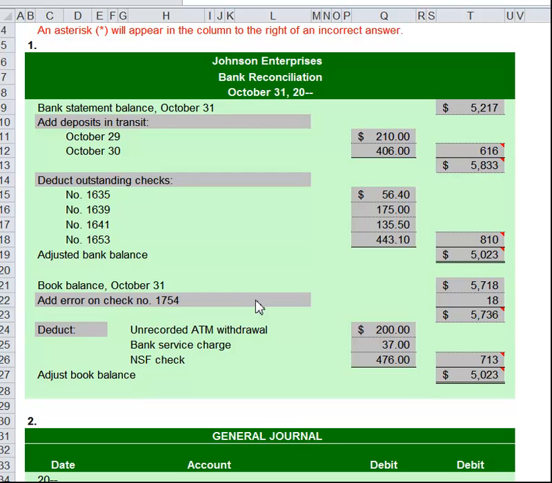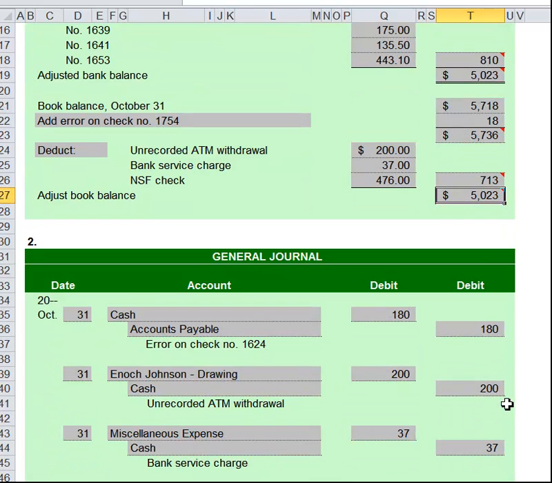So then we adjust our checkbook items. We have an error on check number 1754. The checkbook shows it was written for $75, so we subtracted $75 out originally, but the bank only took $57 out of our account, so we need to add that $18 difference back in. Then we subtract out our $200 ATM withdrawal, subtract out the service charge the bank charged us, and subtract out that returned deposit item that a customer gave us. That was bad. So we add and subtract all this out, and then we end up matching, 5,023 and 5,023.